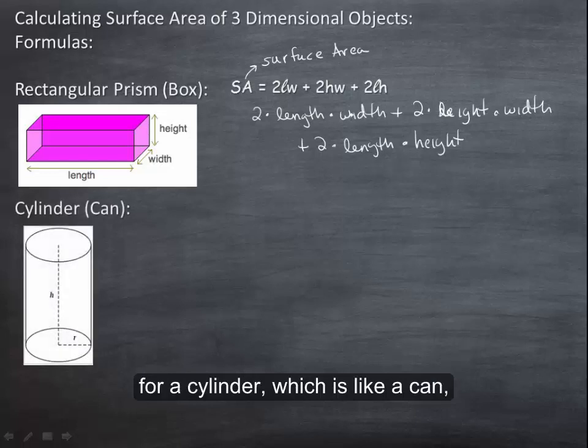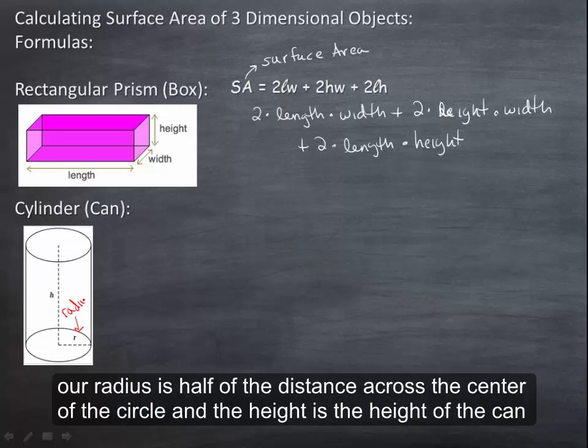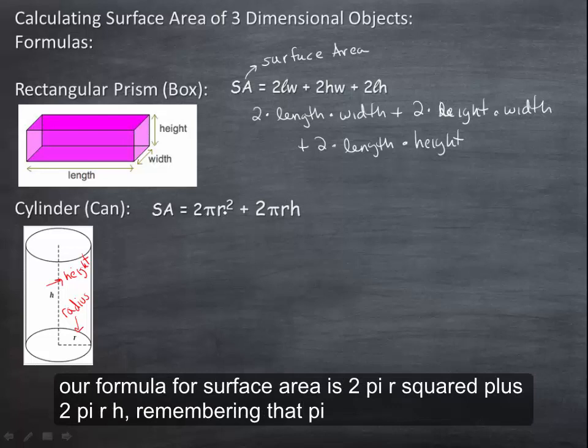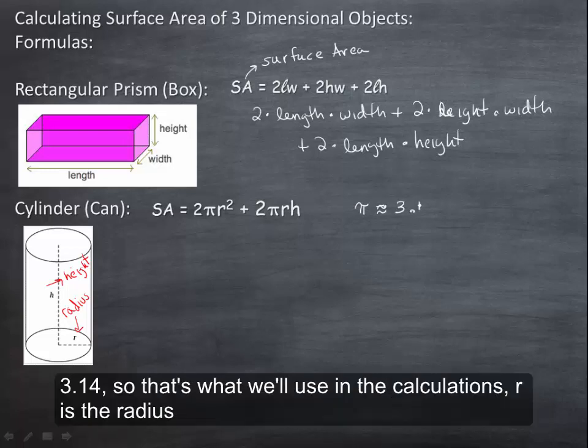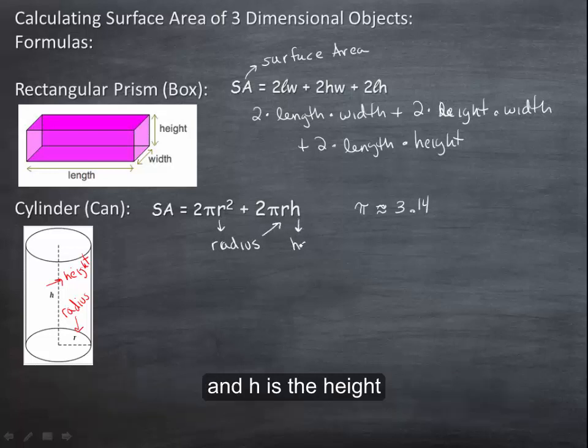For a cylinder, which is like a can, we have a radius and a height. Our radius is half of the distance across the center of the circle, and the height is the height of the can. Our formula for surface area is 2 pi r squared plus 2 pi r h. Remembering that pi is approximately 3.14, so that's what we'll use in the calculations. R is the radius, and h is the height.